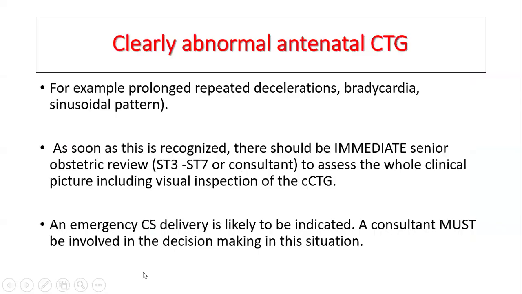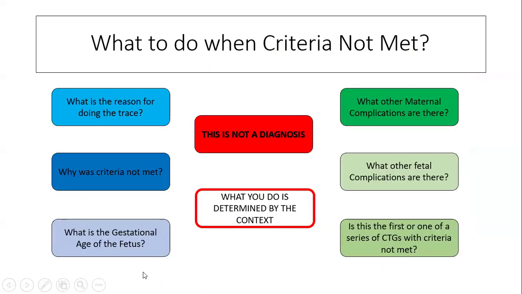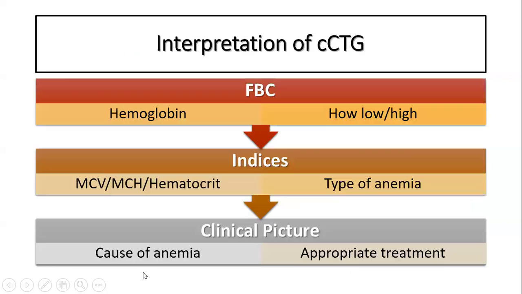If you have a clearly abnormal antenatal CTG, then you need to plan delivery. What to do when criteria has not been met? When criteria has not been met, you need to understand why criteria has not been met and take a decision based on that.